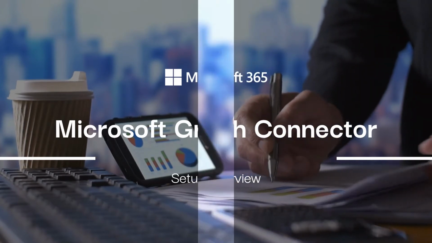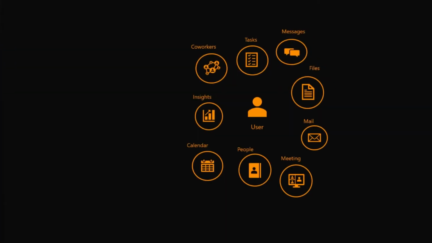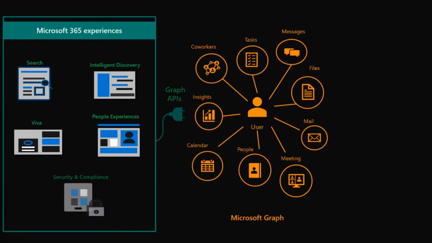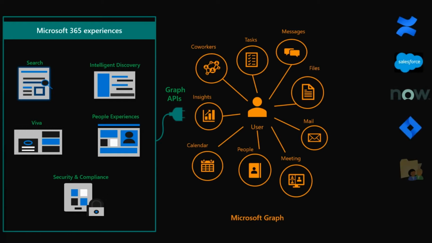Let's get started. Graph is a gateway to data and intelligence in Microsoft 365. With user at its center, it connects all the rich, relevant information and insights in Microsoft Cloud. Graph APIs power modern Microsoft 365 experiences. The non-Microsoft workplace applications can participate in these experiences with the help of Graph Connectors.